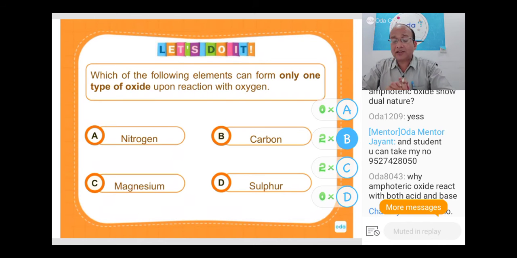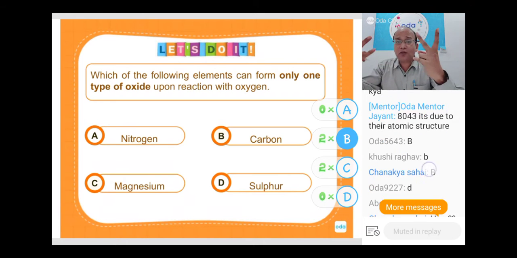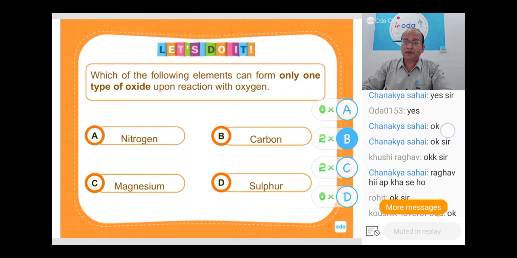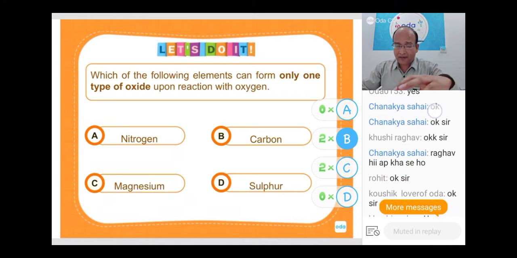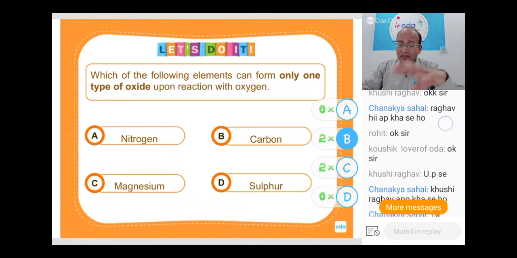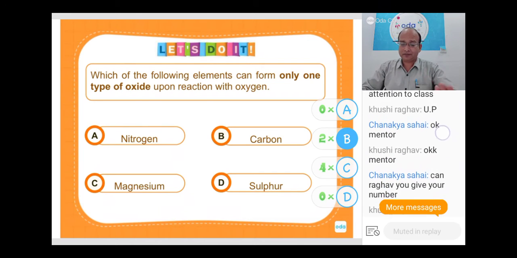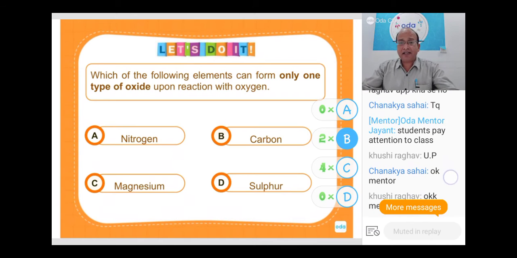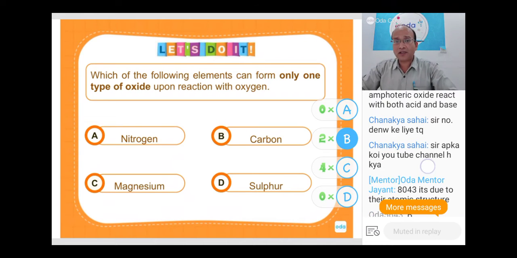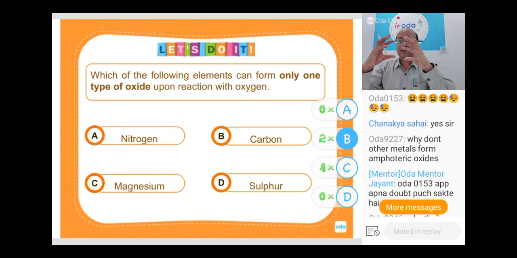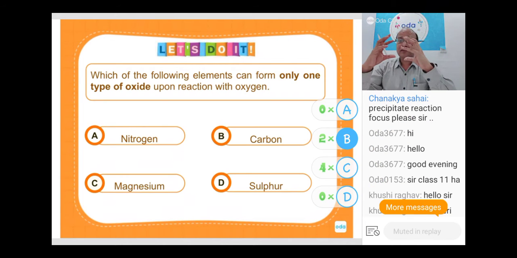It means there are certain elements which, because of the difference in number of valence electrons, can form two types of oxides. And there are certain elements which can form only one type of oxide. So that's what the question is asking: which element will form only a single type of oxide, or oxide having only one formula. Let's say carbon is there. Carbon can form two types of oxide, carbon monoxide and carbon dioxide. When carbon monoxide is formed, suppose the oxygen is less, so the oxide formed will have fewer oxygen atoms. So what will be the answer?